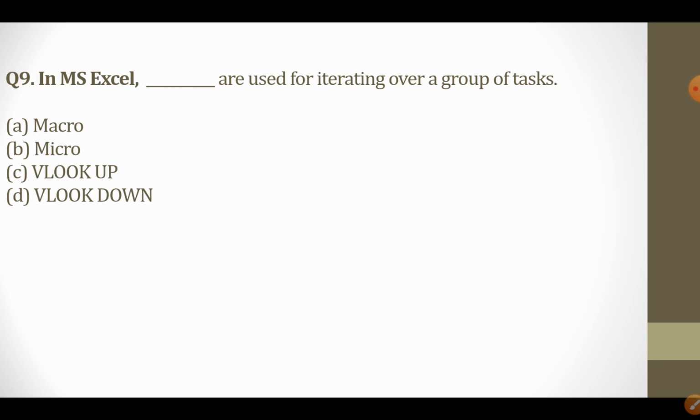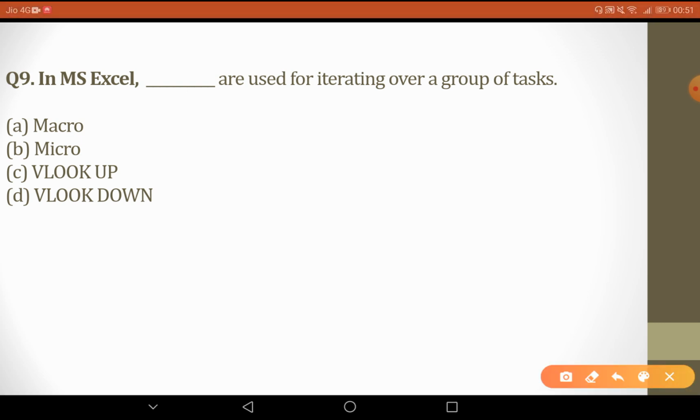Question number 9. In MS Excel, dashes are used for iterating over a group of tasks. So what will be the right answer? The right answer will be macro. So macros are used for iterating over a group of tasks. If we look at the parts of macro, they are XLM and VBA.